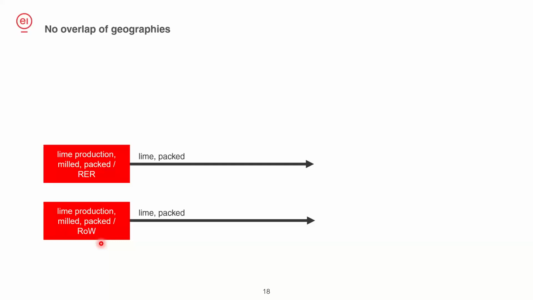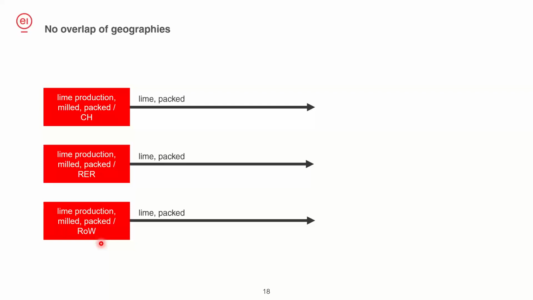We are going to see rest of the world a little bit later. But for the moment, let's set it aside and look more at the activity, how we avoid activity overlap. If we introduce one new geography, Switzerland, then in this case we would have an overlap of Switzerland and Europe. And for this case, we modify the geography of the second activity so that it's Europe without Switzerland.